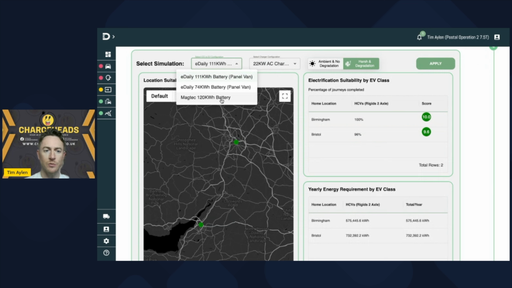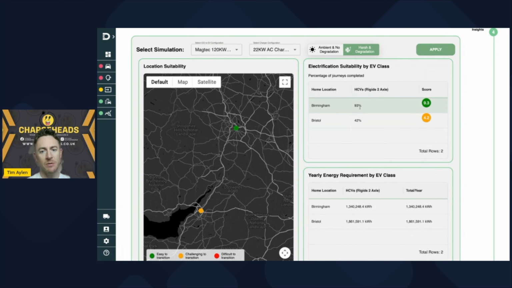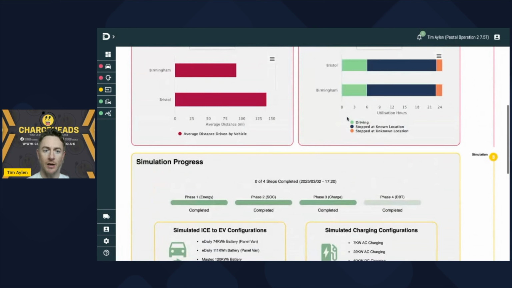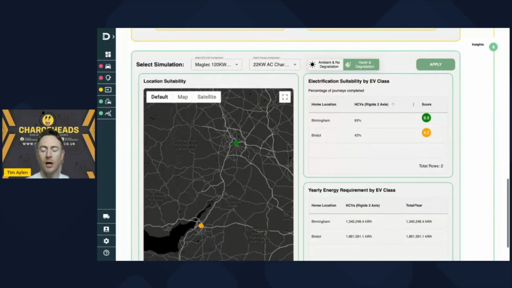Let's change the vehicle to the 120 kilowatt hour battery Magtech. A lot of people might think bigger battery, it's going to go further. Not necessarily the case. It all depends on the efficiency of the vehicle. So let's just apply that. Okay. Birmingham's similar, but Bristol's gone down to 42%. And if we remember, the daily driving distance of the Bristol depot vehicles was a lot longer. So clearly the Magtech's no good.